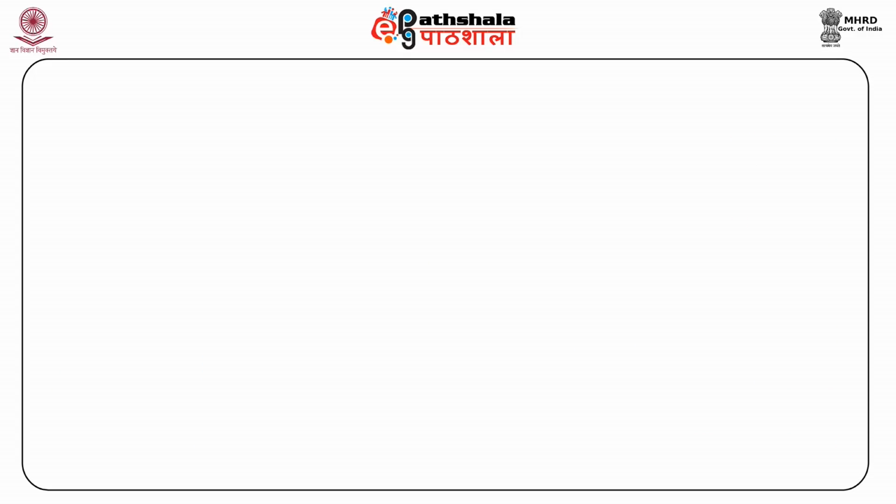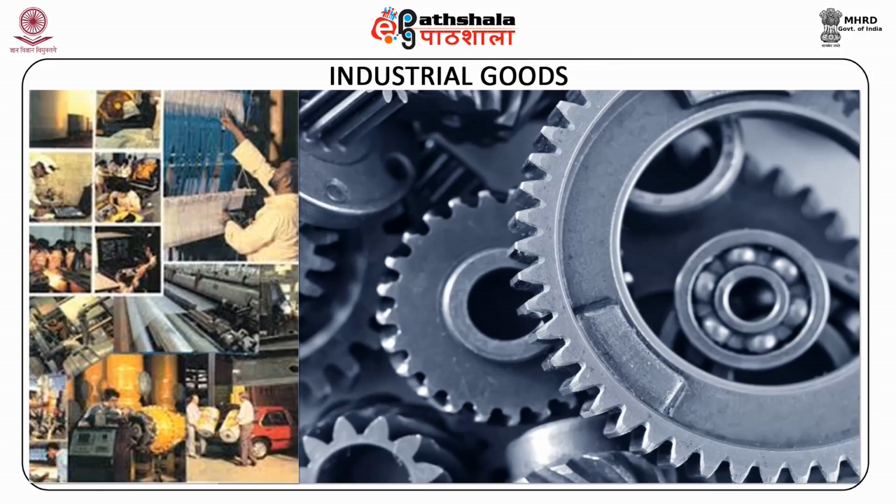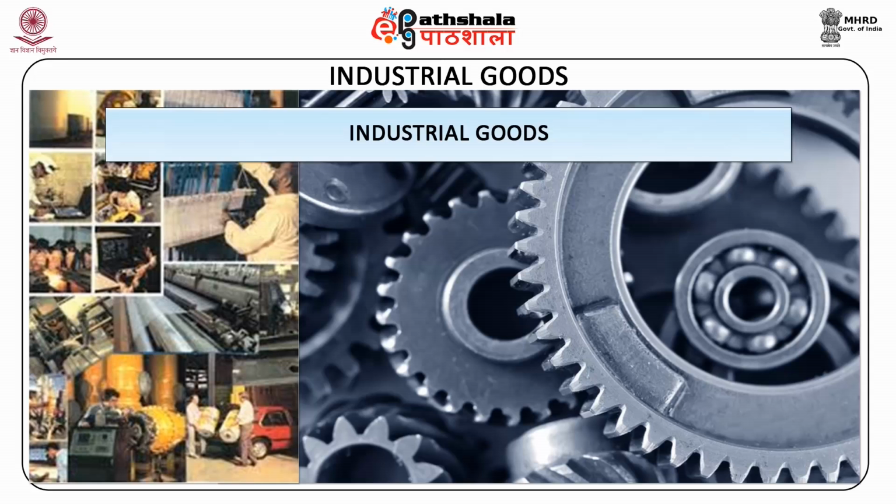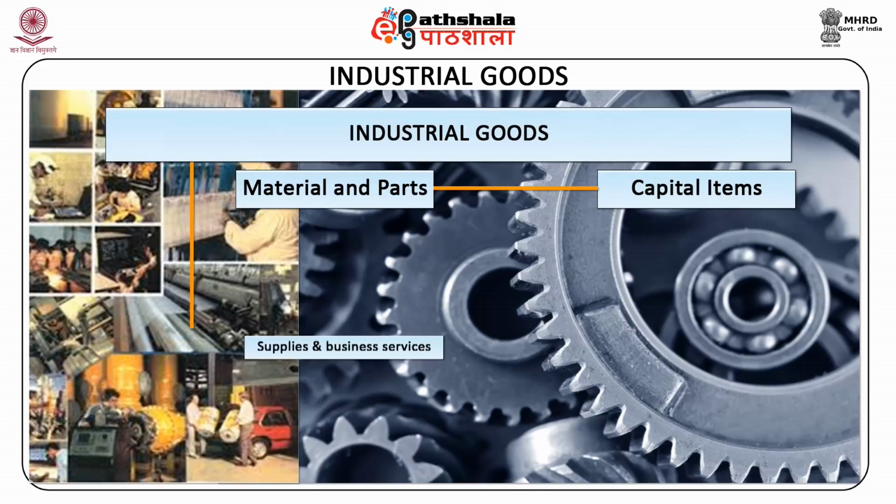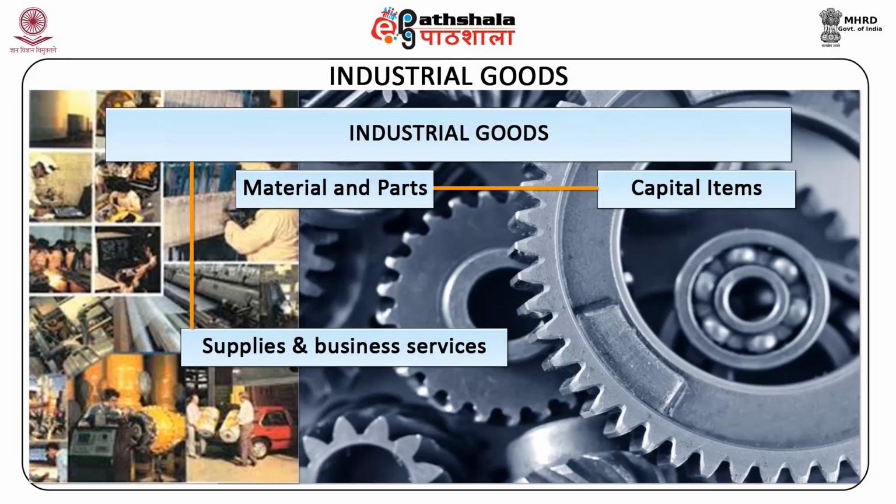The next type is industrial goods. Industrial goods can be classified in terms of how they enter the production process and their relative costliness. They can be divided into three groups: material and parts, capital items, supplies, and business services.